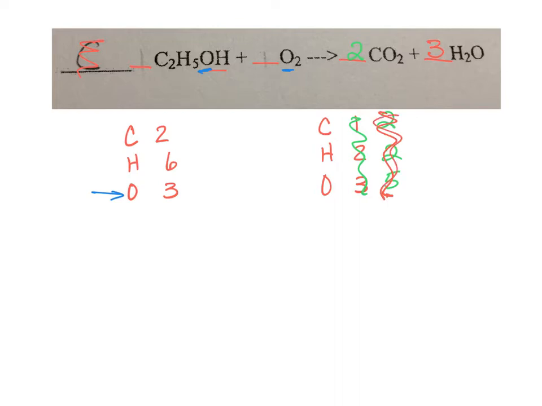So I've got 2 carbons. I got 4 oxygens. Again, let me get my pointer out so you can see. We got 4 oxygens here, and we got 3 oxygens there. So that's going to give me 7 oxygens. 7 oxygens. And I've got 6 hydrogens. Yep, exactly what I thought.